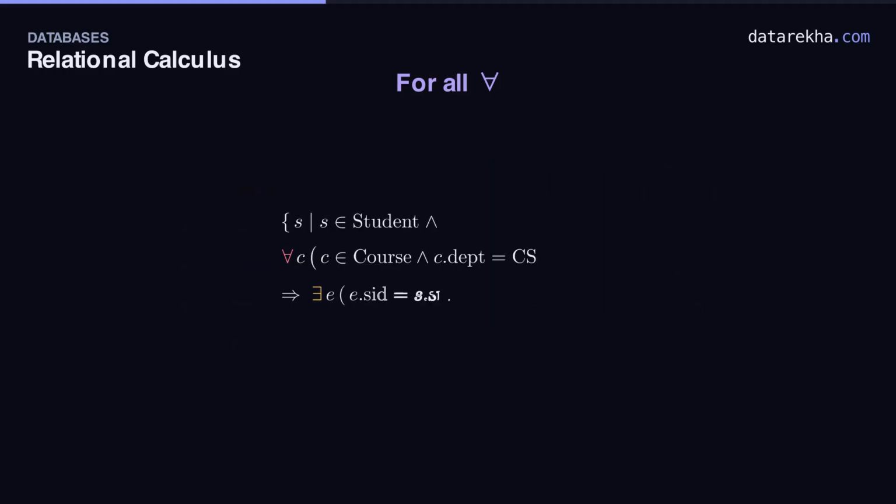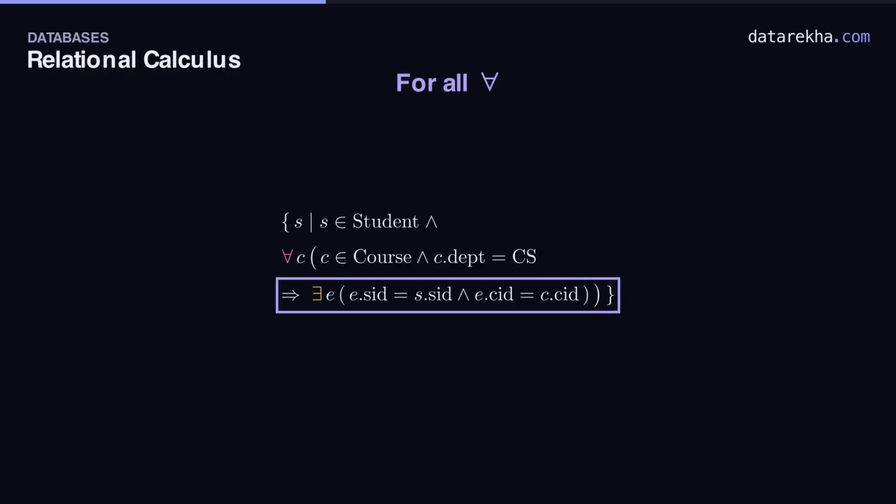In calculus, it reads like this. The set of students S such that for every course C, if C is a CS course, then there exists an enrollment of S in it. That if-then inside a for all is the classic shape for all of a kind. Read that implication carefully. It doesn't demand every course in the catalog, only that if a course is CS, the student is in it. Non-CS courses make the if part false, so they're automatically satisfied and simply don't matter.